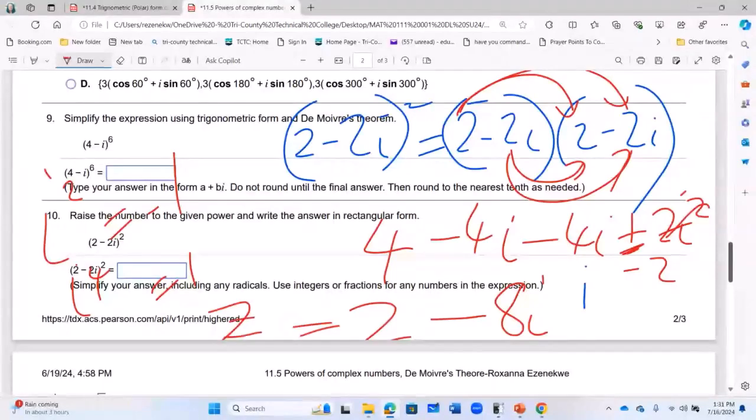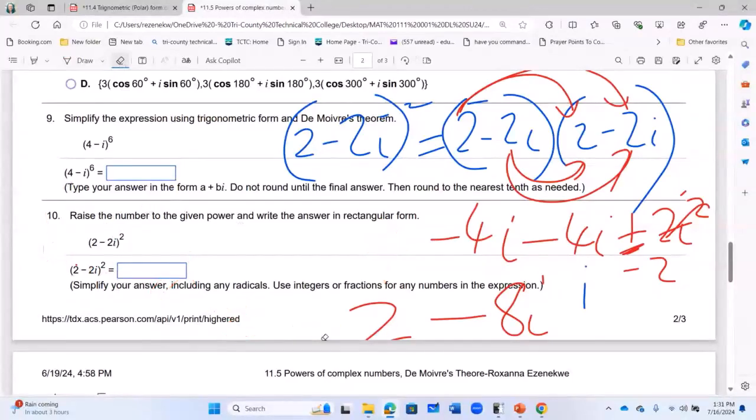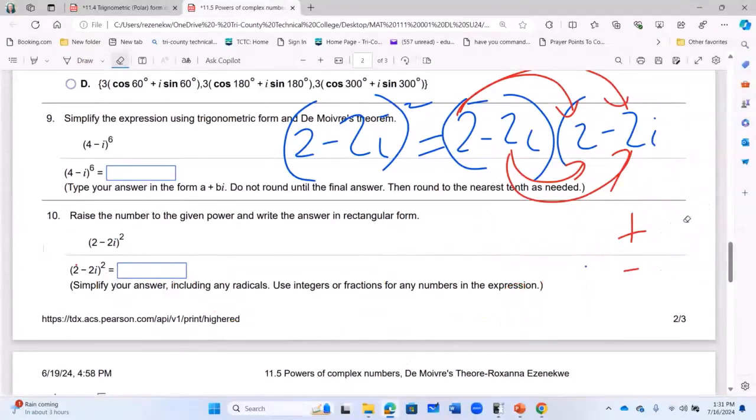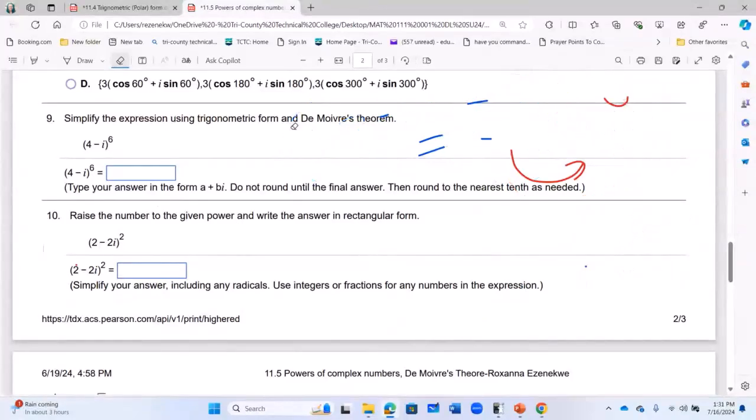But guess what? You will not be able to foil all the time. You won't be able to foil all the time. So we want to redo number 10 using the multiplication formula. So we are going to powers of i. De Moivre's theorem discovered how to evaluate powers of complex numbers. So we are going to talk about it now.